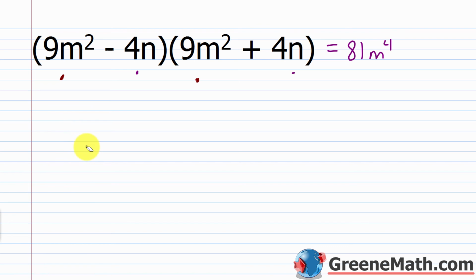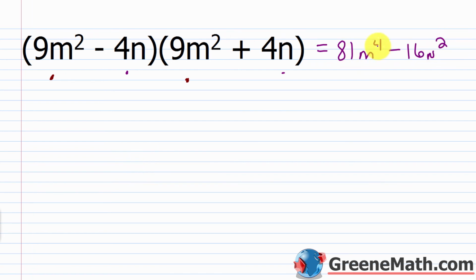Now I'm going to put a minus there. My second term is going to be squared. So I'm going to have 4n, and that's going to be squared. So the 4 and the n are both squared. Again, very important you don't make that mistake. 4 squared is 16, and then n squared is just n squared. So I'm going to end up with 81m to the 4th power minus 16n squared.